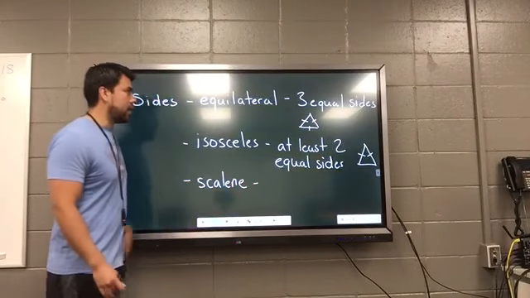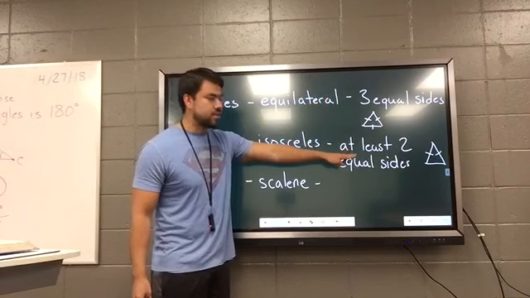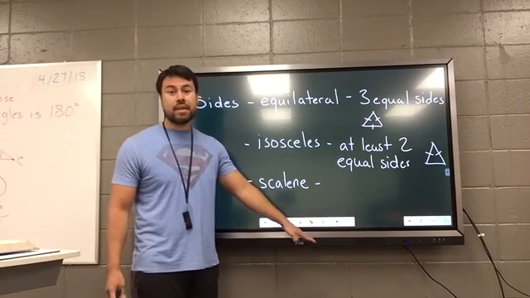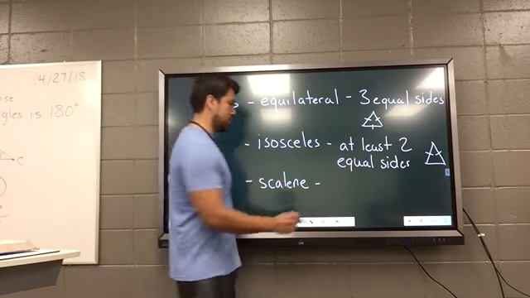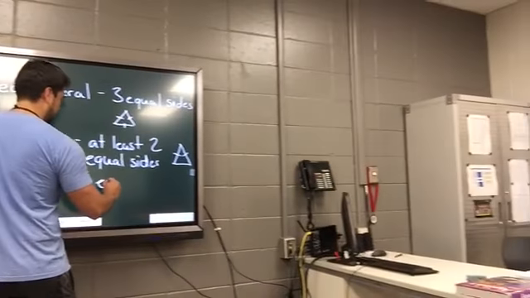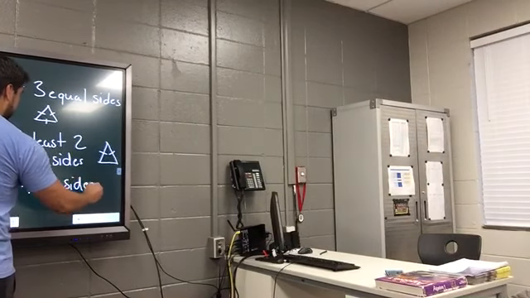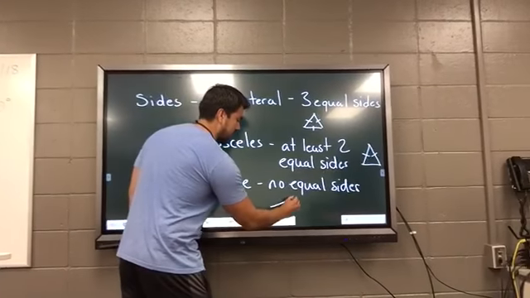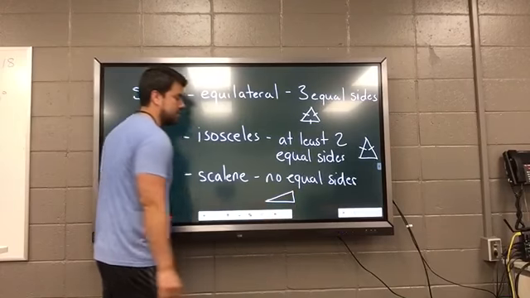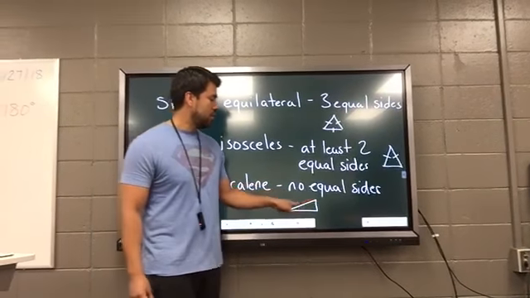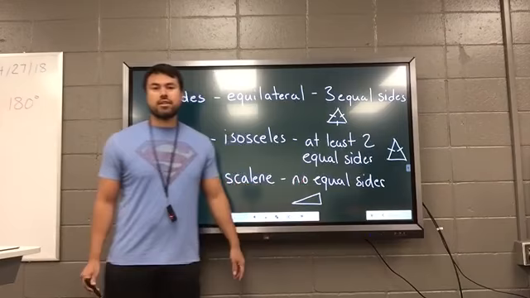Scalene triangle. Okay, 3 equal sides, at least 2 equal sides. Scalene means no equal sides. So it's kind of like the odd duck. No equal sides. So one of them would be like that. None of these are equal. So that would be called a scalene triangle.